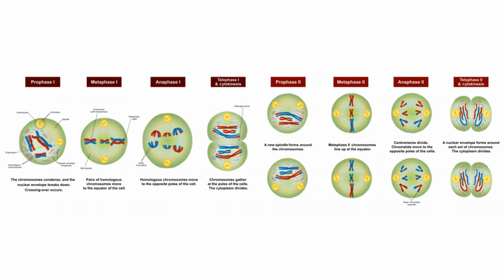This is a summary of all the stages we've been through. I want you to know each stage of meiosis 1 and meiosis 2, what happens before, in the middle of these 2 stages, and after. You need to be able to describe all of this.